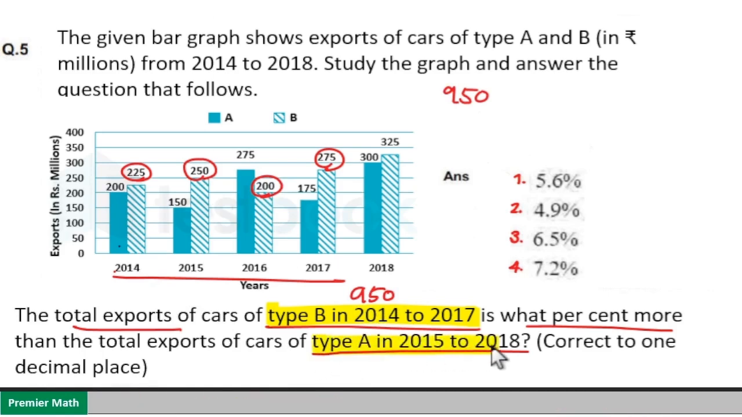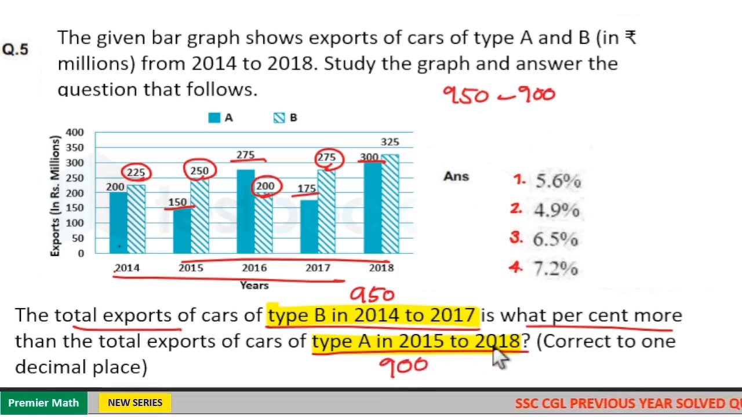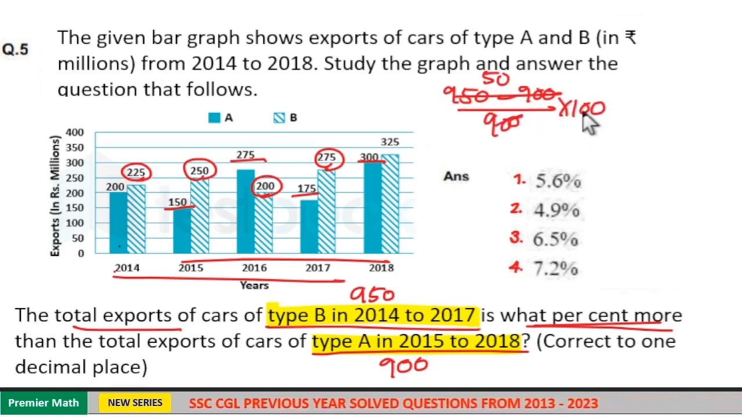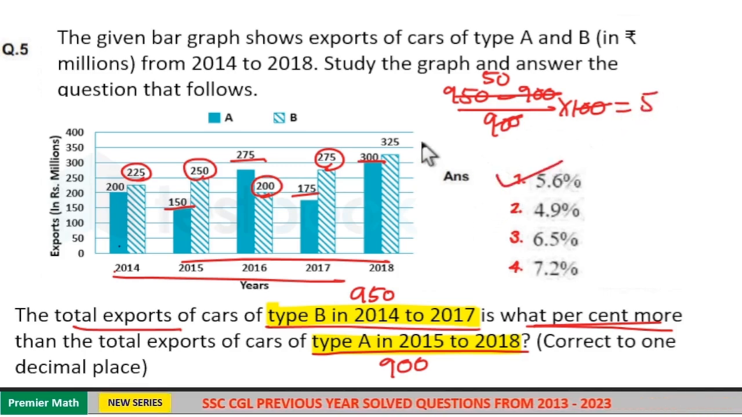Now we need type A from 15 to 18. That is 275 plus 175 is equal to 450, 450 plus 150, 600, 600 plus 300 is 900. So type A is 900 from 15 to 18. So we have to find 950 is what percentage more than 900? 950 is 50 more than 900. So if I convert it into percentage, this will become 50 by 9, which is equal to 9 goes 5 times in 50. So option 1 is your answer.